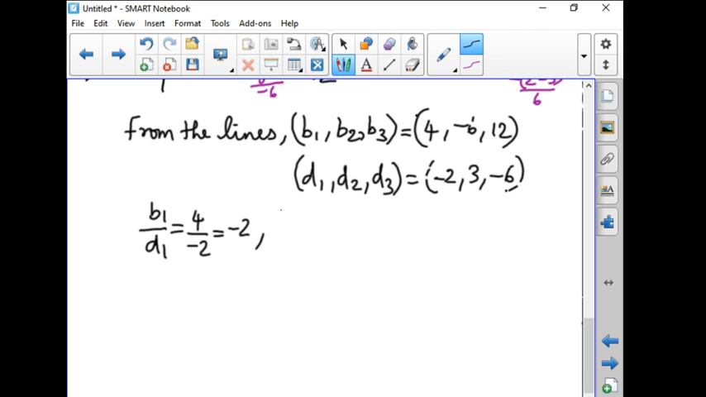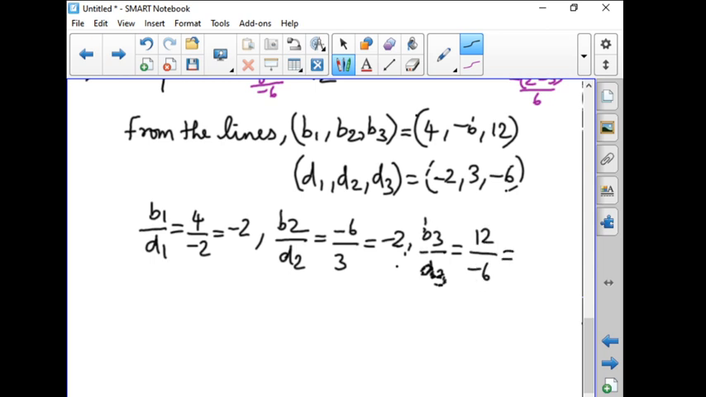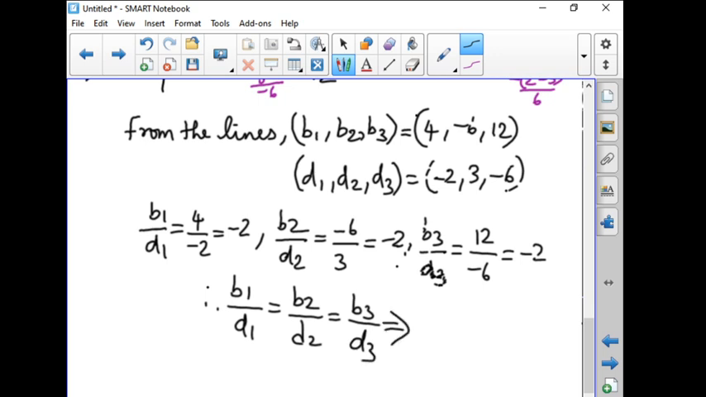Next, B2 by D2. What is it? Minus 6 by 3, that is equal to minus 2. Next, what is B3 by D3? B3 by D3 is equal to 12 by minus 6, that is equal to minus 2. Therefore, we can say that B1 by D1 is equal to B2 by D2 is equal to B3 by D3. What does it imply? This implies the given lines are parallel.